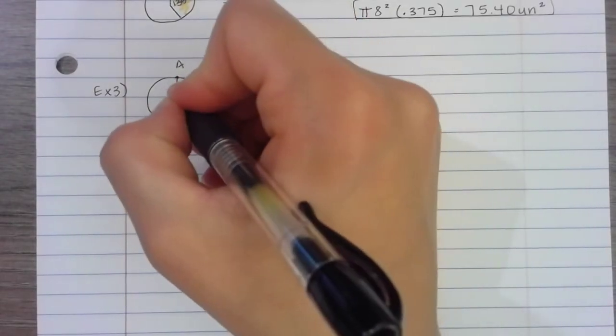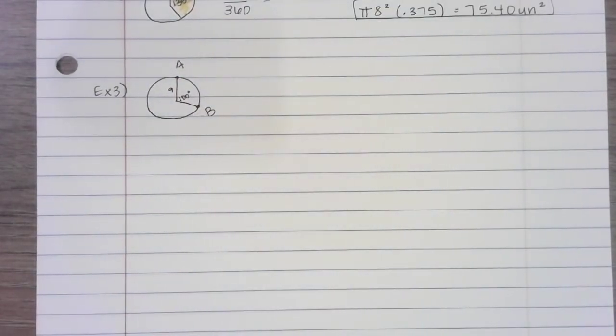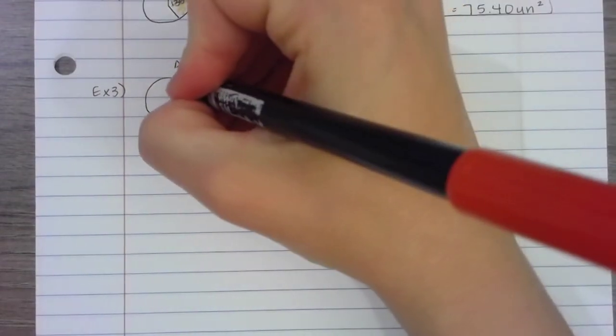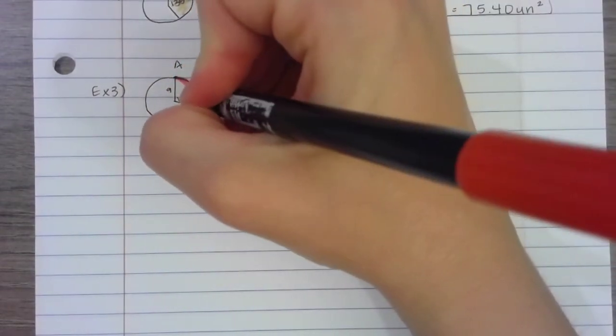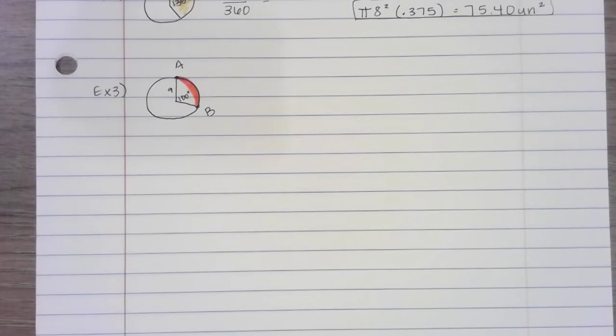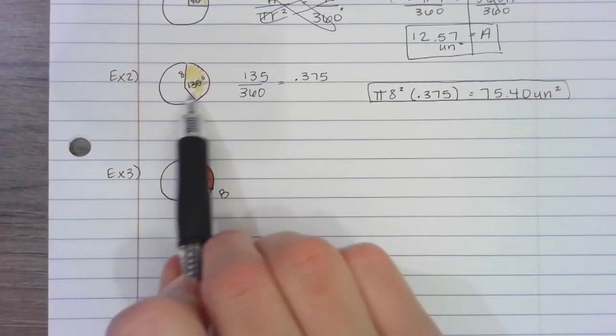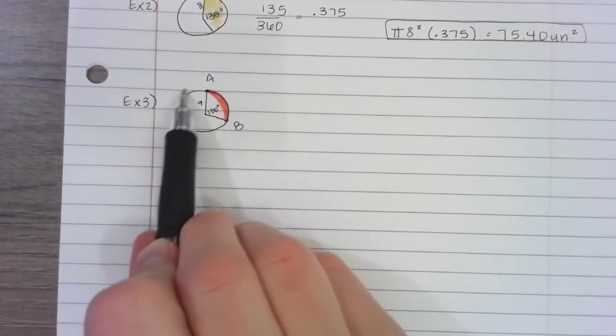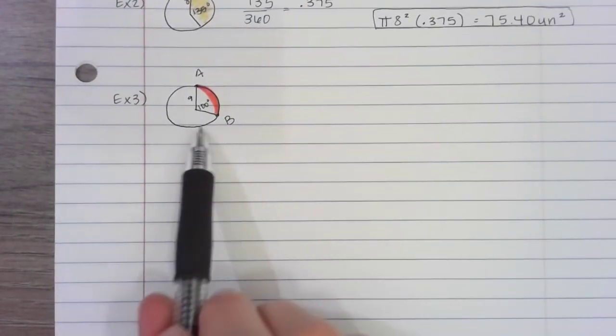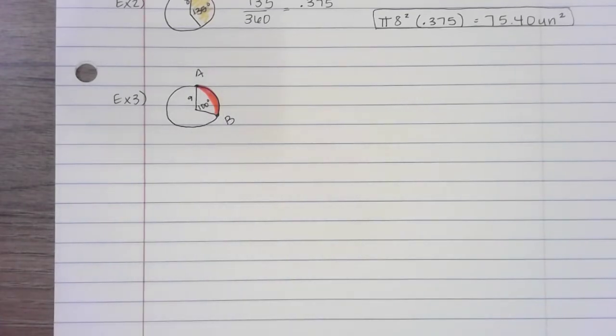Radius of 9. But in this case, I'm not asking you for the area. I'm asking you for the arc length, or the distance between A and B, that arc length. Similar to up here, you can find the whole area and then you want a piece of it. Well, let's find the whole circumference and then just take a little part of it. So you have a few different ways of doing this, and in fact, I'll do it both ways.